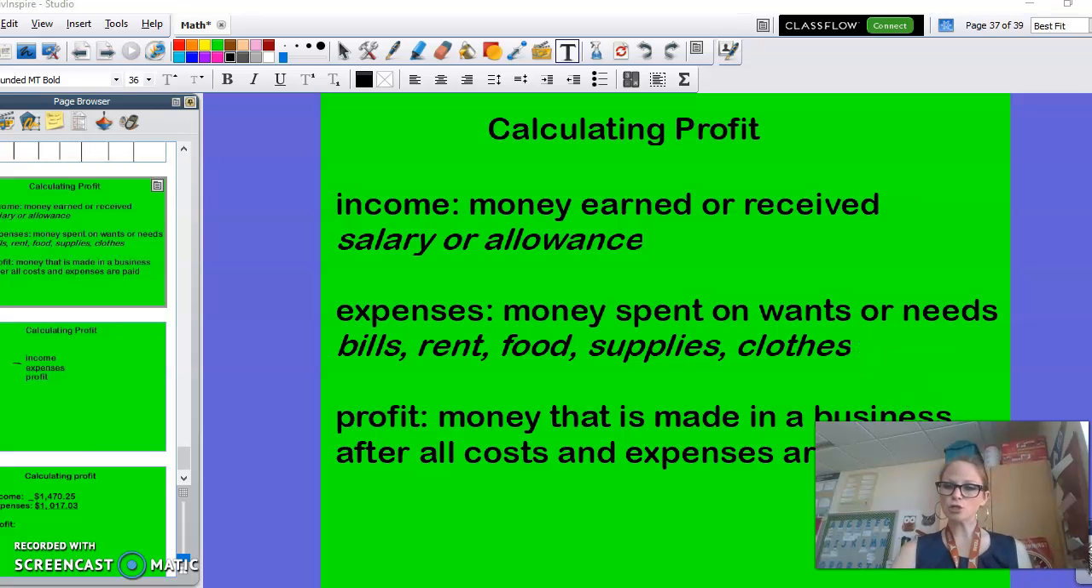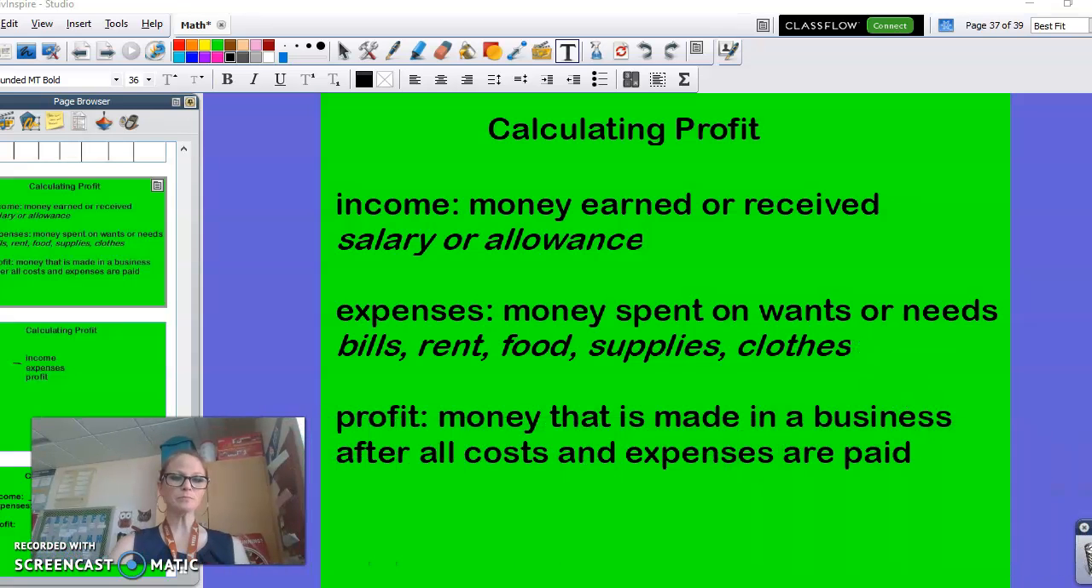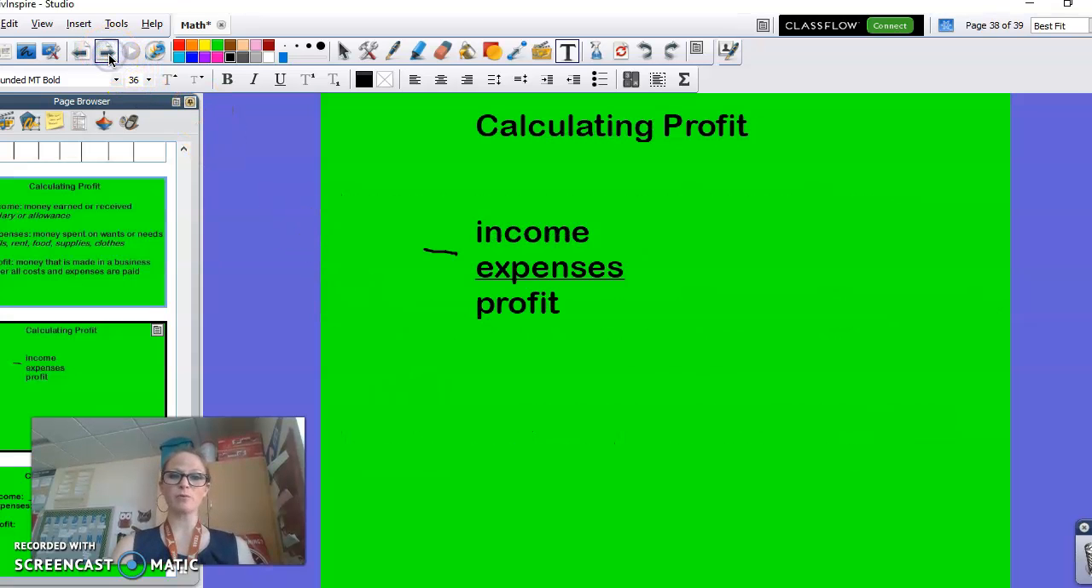And then a new term for us is this word profit. Profit is the money that is made in a business after all of your costs and expenses are paid. Okay, so after you've done all of your expenses, you've paid your employees, any money you have left is your profit.